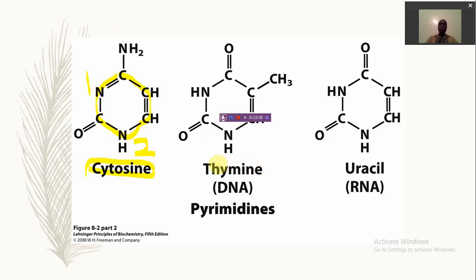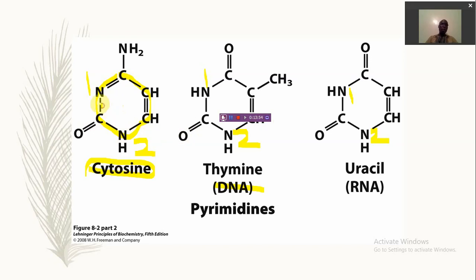The same applies to thymine. Remember I said that thymine is only found in DNA, not in RNA. Thymine has 1 nitrogen and 2 nitrogens. Uracil here has 1 nitrogen and 2 nitrogens. The differences between the 3 are very minimal. Specifically, you look at the position or the presence of the carbonyl groups and amino group.